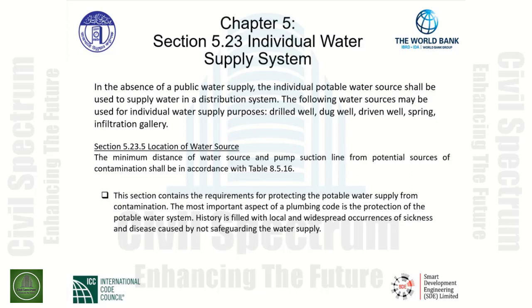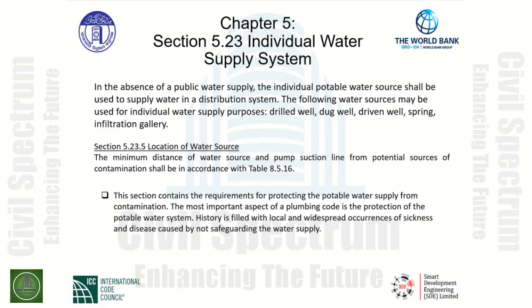Section 5.23, Individual Water Supply System. In the absence of a public water supply, the individual potable water source shall be used to supply water in a distribution system. The following water sources may be used for individual water supply purposes: either a drilled well, a dug well, driven well, spring, or an infiltration gallery.